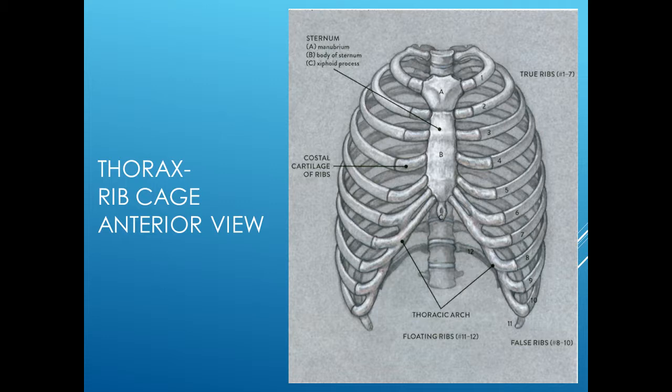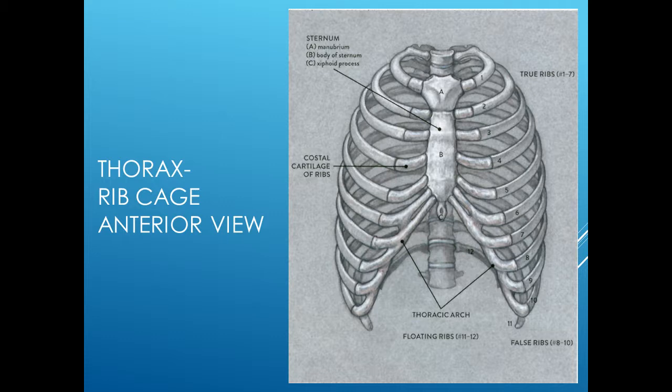And here we have costal cartilage, which is right here. But ribs 1 through 7 connect directly to the sternum. And then we have these false ribs down here, 8, 9, and 10, and they're called false ribs because they don't connect directly to the sternum. If you'll notice, 10 connects to 9, 9 connects to 8, 8 connects to 7, and then 7 is the last of the true ribs connecting directly to the sternum.